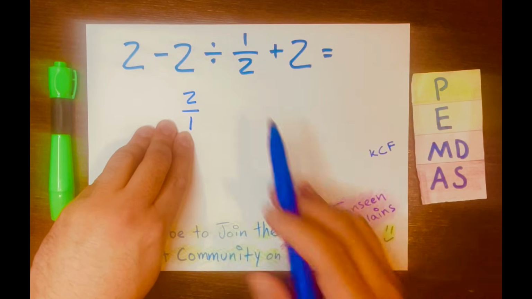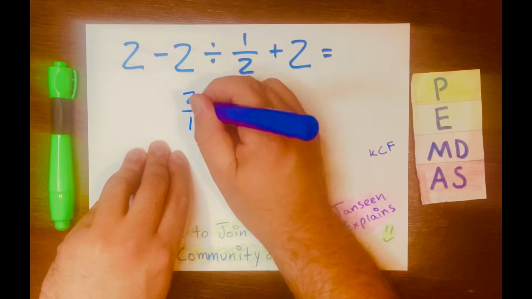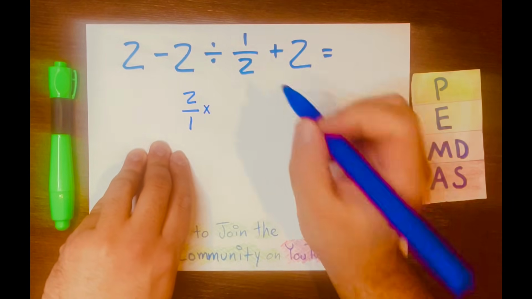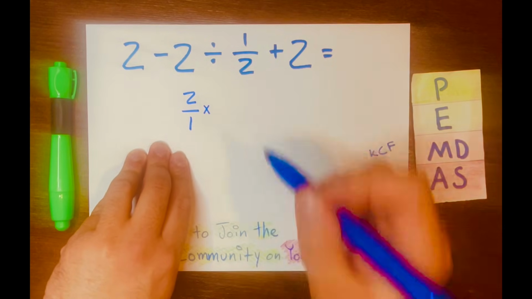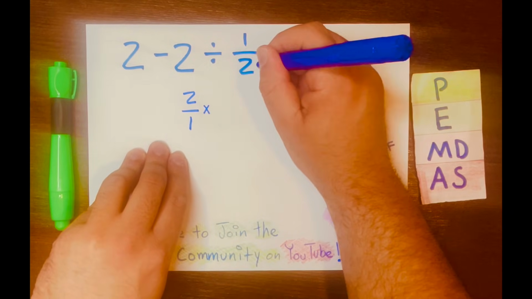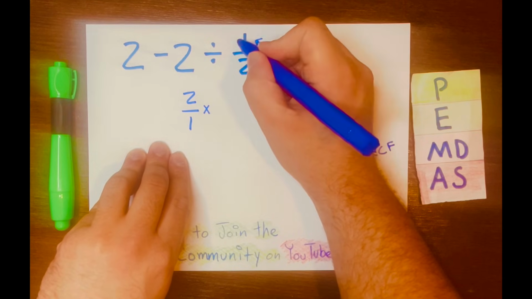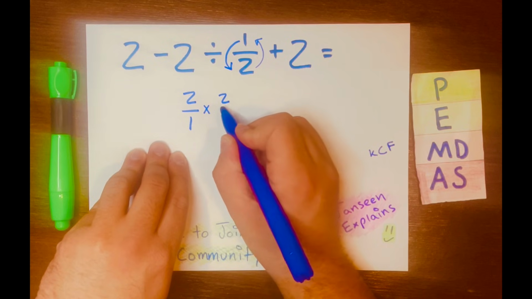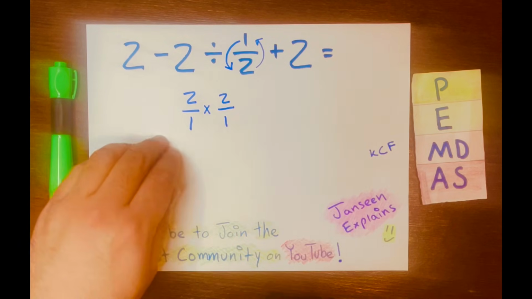Then we change the division to multiplication. So I write multiplication. And then the last part, which is flip, we're going to flip this fraction. So the 2 will go on top of the fraction and the 1 goes at the bottom of the fraction. So it'll be written like this: 2 over 1.